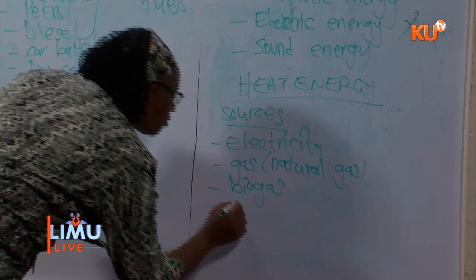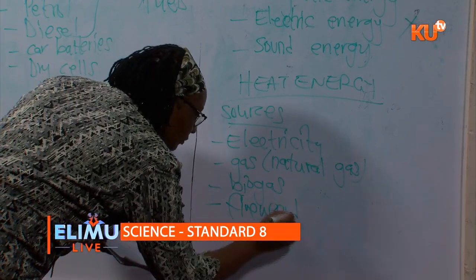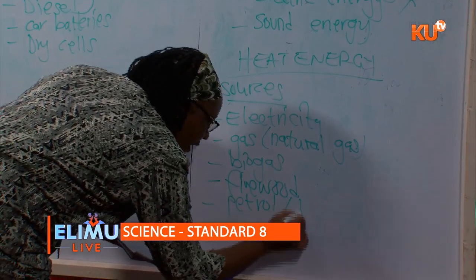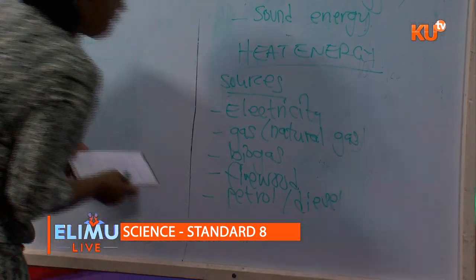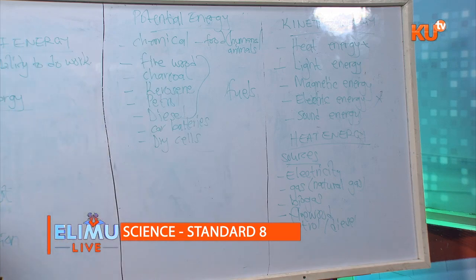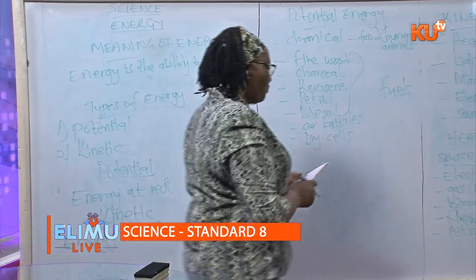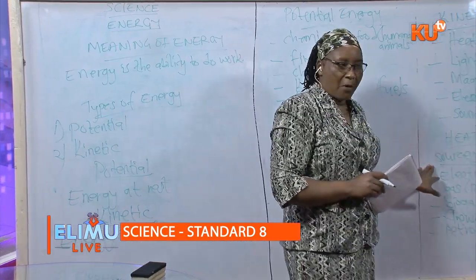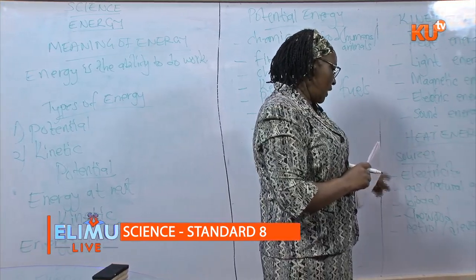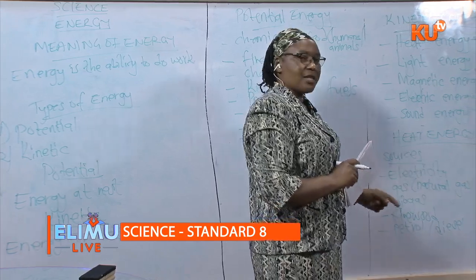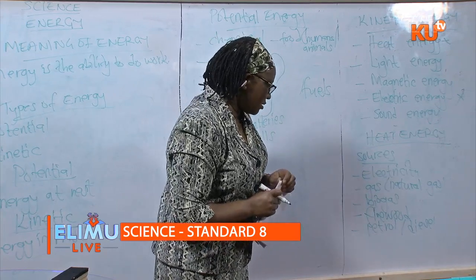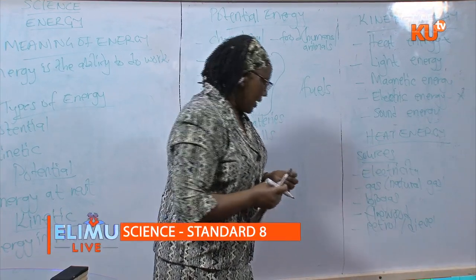Then we have firewood, petrol, diesel. All these are things that give us heat energy. We can use electricity to warm our houses or to cook, because it produces some heat. We can have natural gas. We can use natural gas to cook, to warm our houses, and even to produce light.